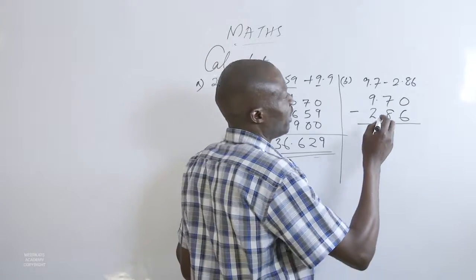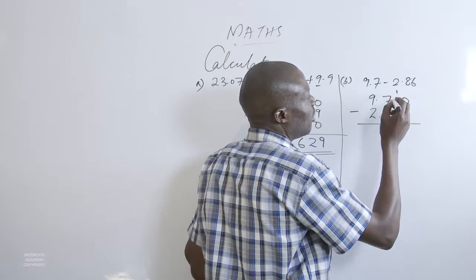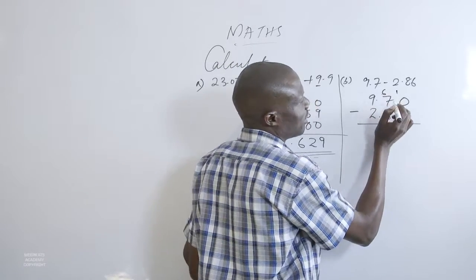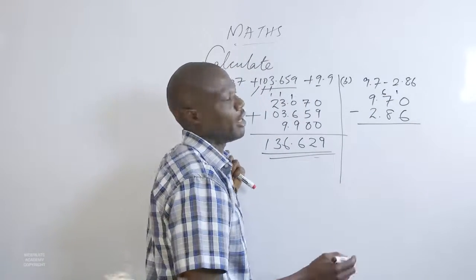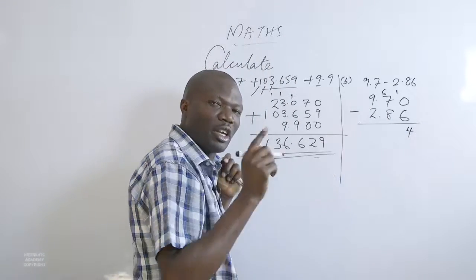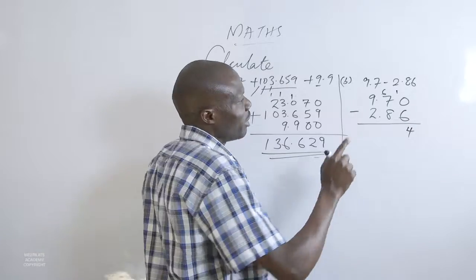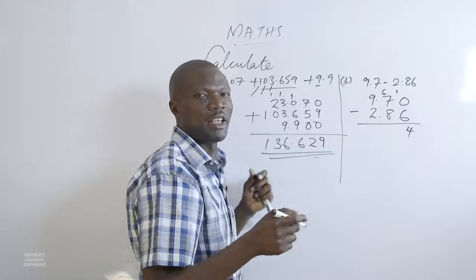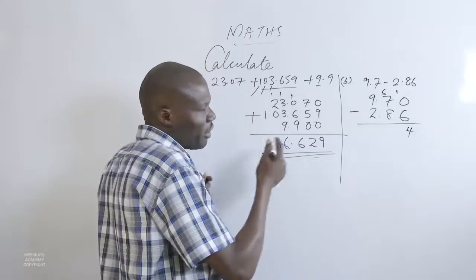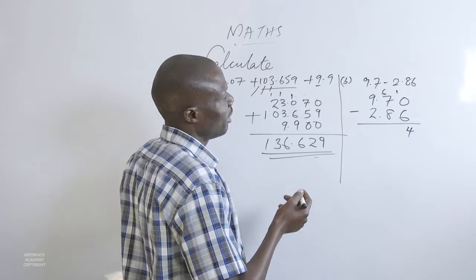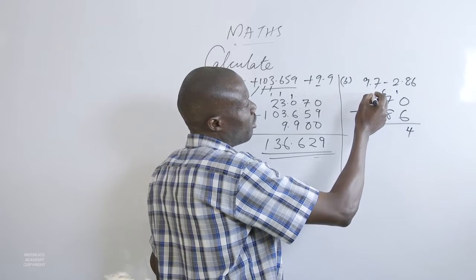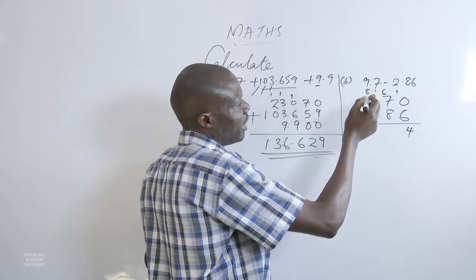So borrow 1 here. 7 minus 1, what is remaining here is 6. So this one is now 10 minus 6, which is 4. This one we don't have 7 anymore, but we have what? 6. 6 minus 8 is again another issue. We move further to the left and ask for assistance. We borrow again from the next one. So we shall borrow 1, and what remains here is 8.